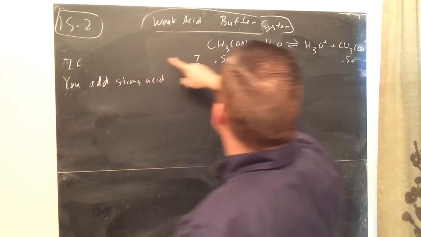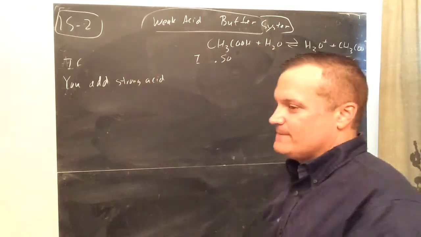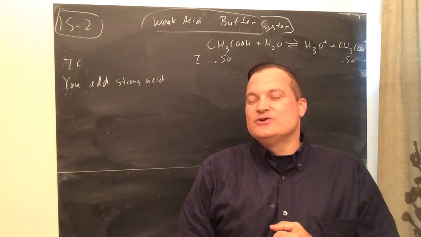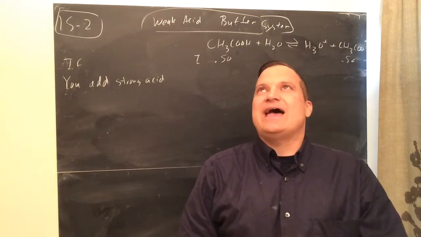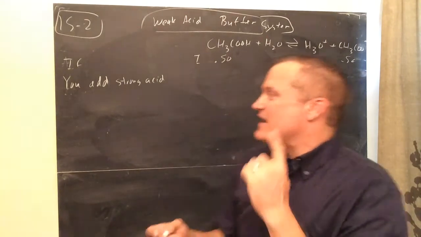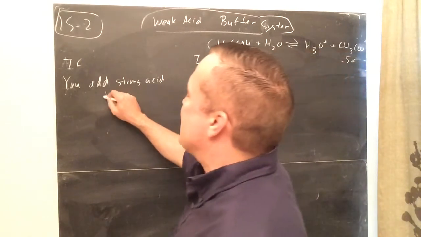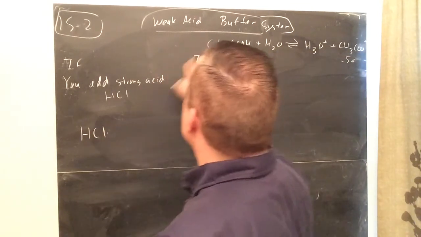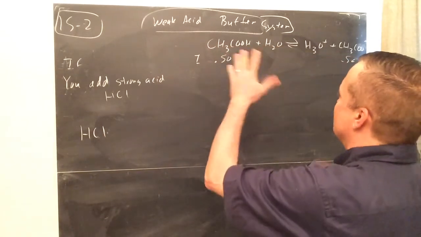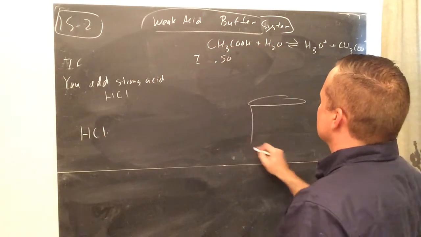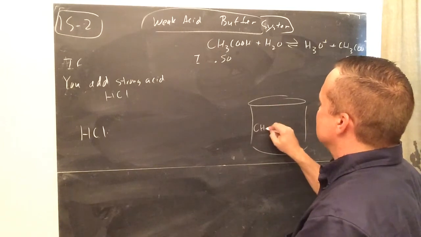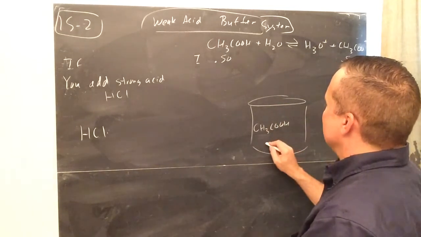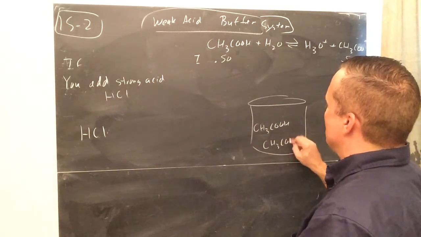So let's just say we add strong acid into this system. What do acids neutralize with? What neutralizes an acid? A base. So if I add acid, like let's just say, for example, HCl, I'm going to add it into that system. I'm going to drop it into this container that has in it CH3COOH, and it has CH3COO negative.